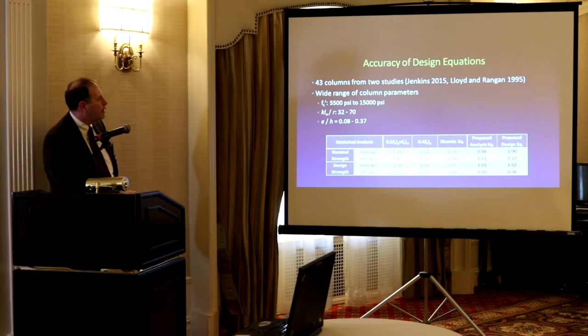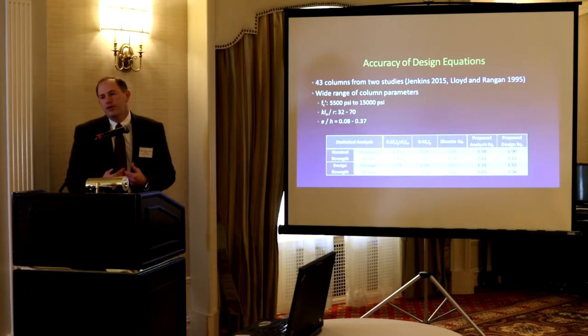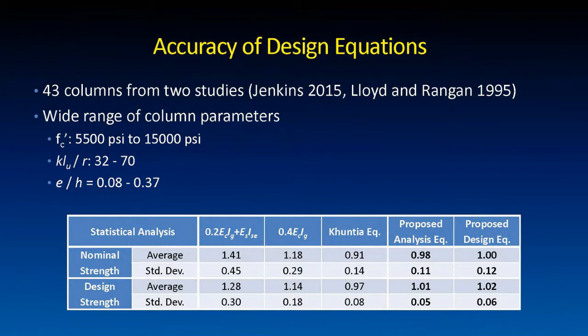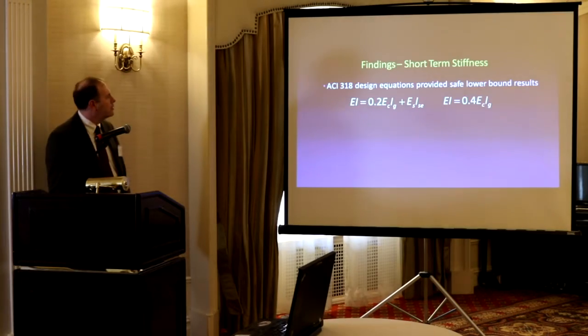You can look at the comparison. The problem with Kuntia, I mentioned that's in the code, even at nominal and design, they're a little unconservative. And so we don't like that unconservative nature. And then you can see how the other ones do. Actually, the 0.4 EI standard deviation is not too bad. But really here, compared to even Kuntia, our standard deviation is actually better. So we feel confident that short term, we got it. This is a great equation to use.